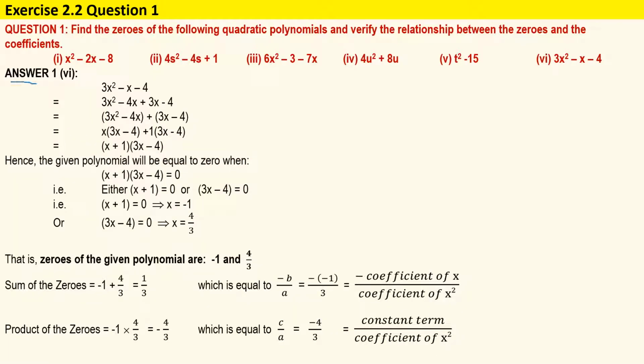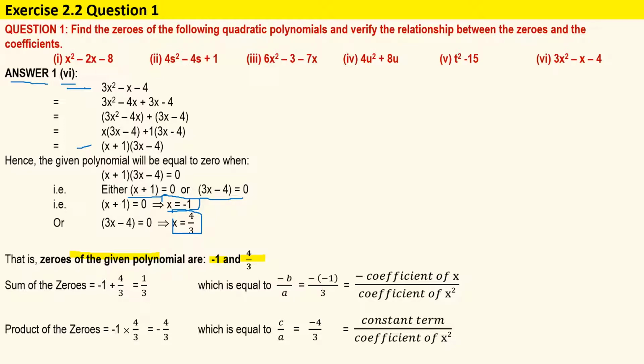Next, let's consider the answer number 1 part 6. We are given 3x square minus x minus 4, and this can be simplified and written as x plus 1 times 3x minus 4, which implies either x plus 1 is equal to 0 or 3x minus 4 is equal to 0. And by doing this, we get the value of x as x is equal to minus 1 or x is equal to 4 divided by 3. That is, now we have found the zeros of the given polynomial as minus 1 and 4 divided by 3.